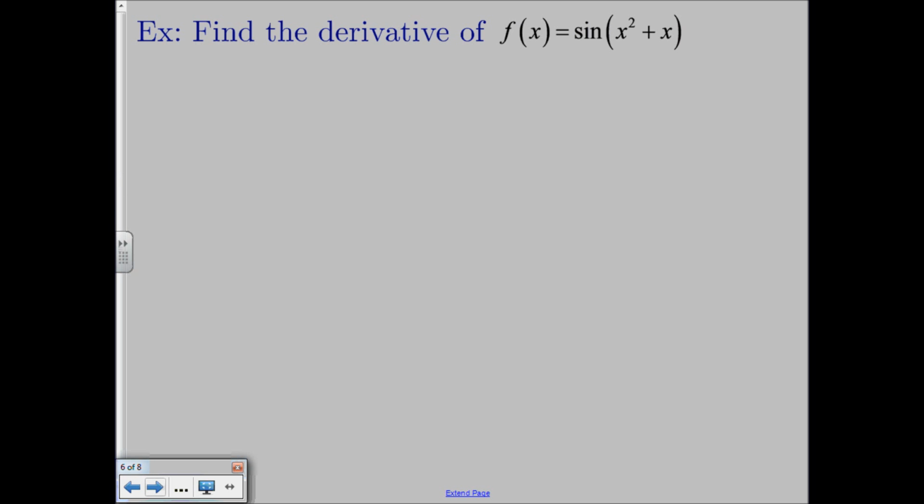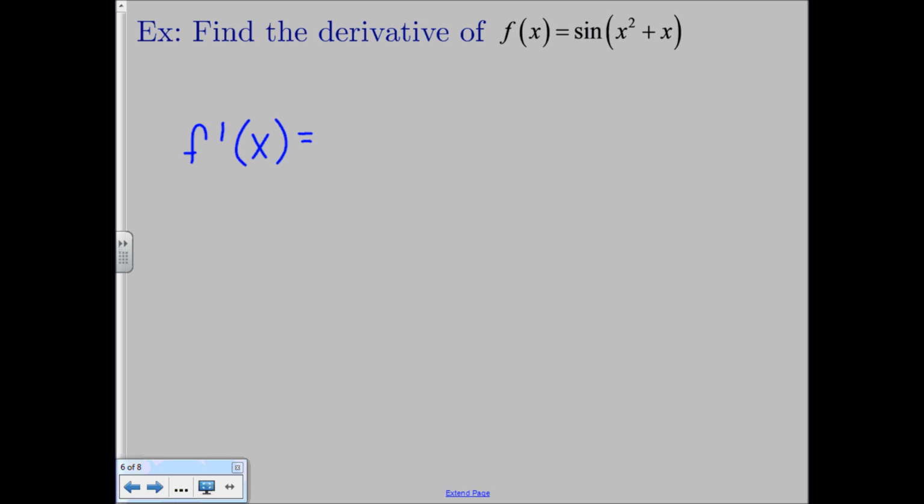Okay, so when we go to take our derivative, we know that we're going to have to use the chain rule because we have a function inside of another function. Because x squared plus x, that's a function by itself, and it's a function that has a derivative that's not equal to 1. So we have to worry about what its derivative is. Have to take it into account.